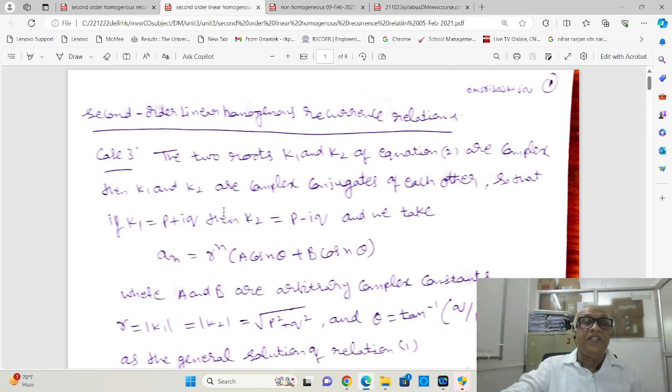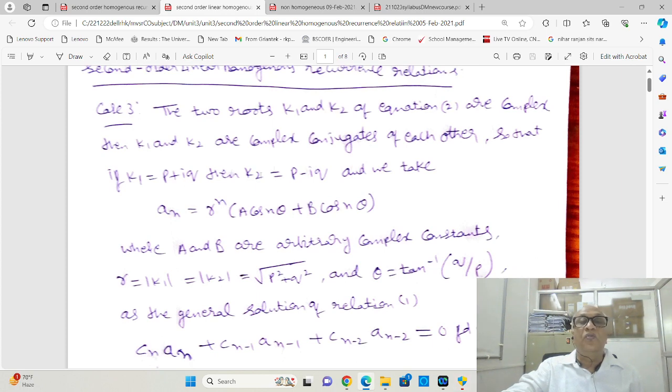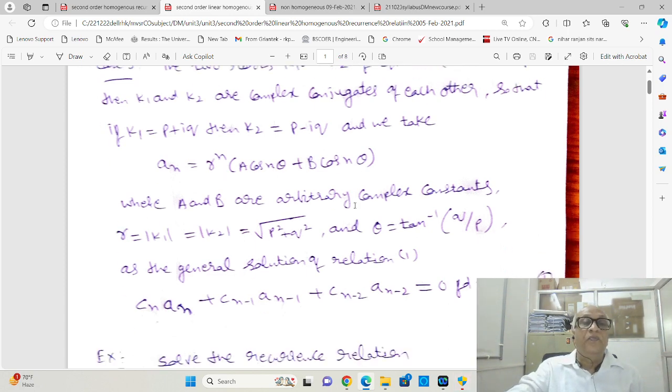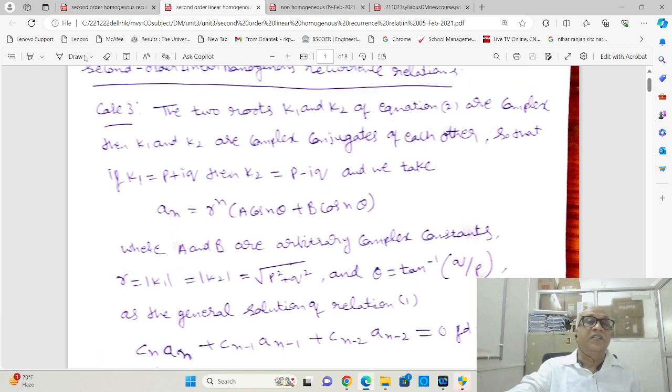In such a case k1 will be equal to p plus iq, k2 will be equal to p minus iq. The solution will be equal to r to the power of n, (a cos n theta plus b sin n theta). R will be equal to root of p square plus q square. Theta will be equal to tan inverse of q by p. So, these were the three cases we had discussed.